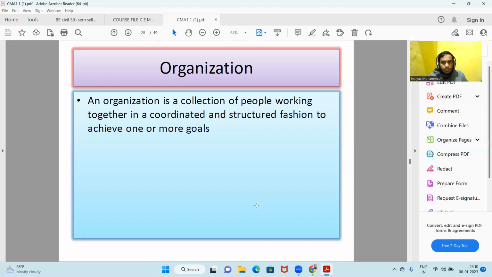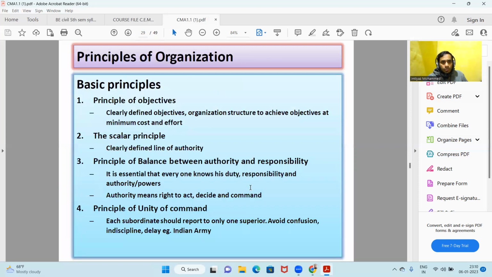An organization is basically a collection of people working together in a structured fashion to achieve one or more goals. Now, we have none of these topics from here which are not very relevant.